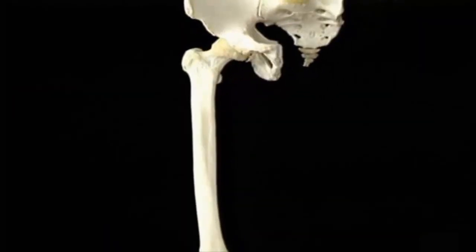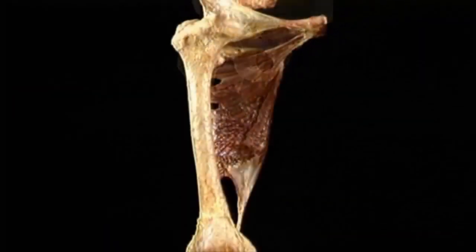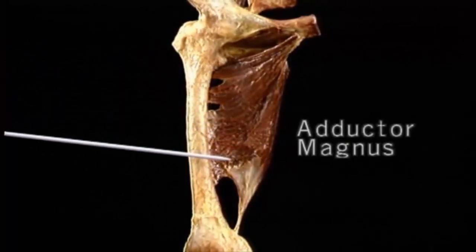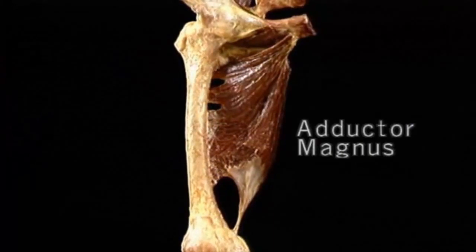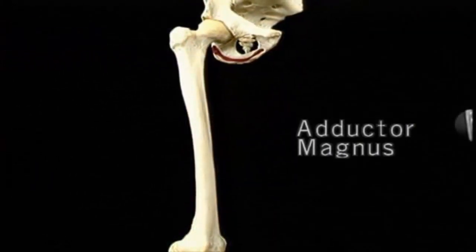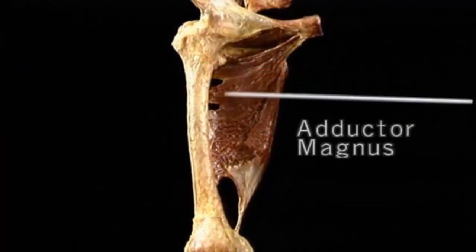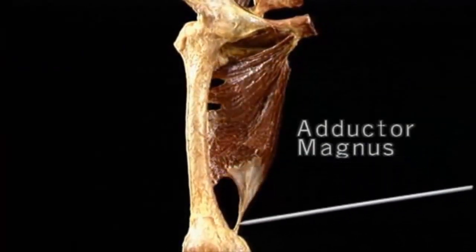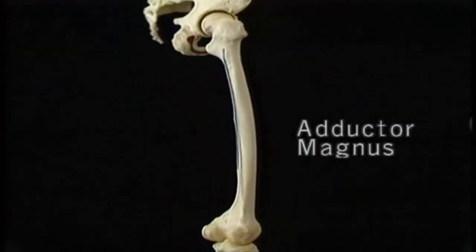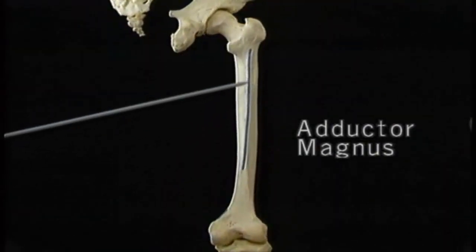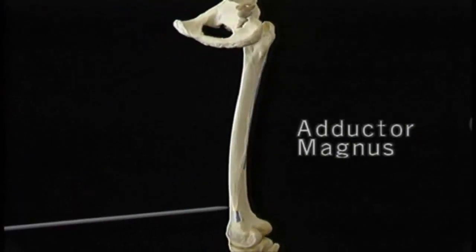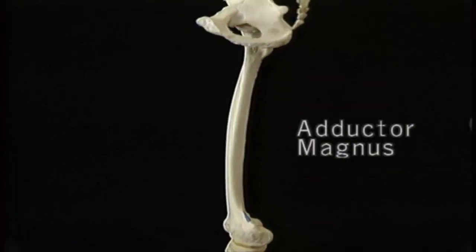Let's start with the named adductors. Here's the largest of them, adductor magnus. Adductor magnus arises from the outer border of the ischiopubic ramus. Its insertion is in 2 parts, with a gap in between. The upper part of adductor magnus inserts here on the linea aspera. The lower part inserts here on the adductor tubercle of the femur.